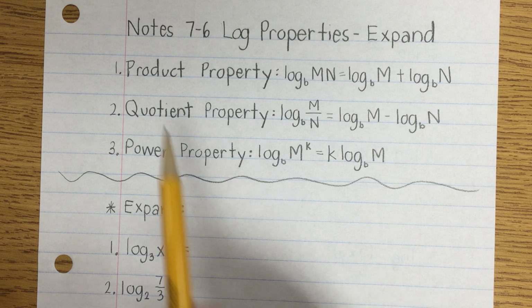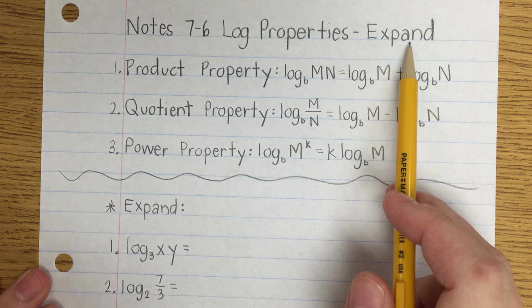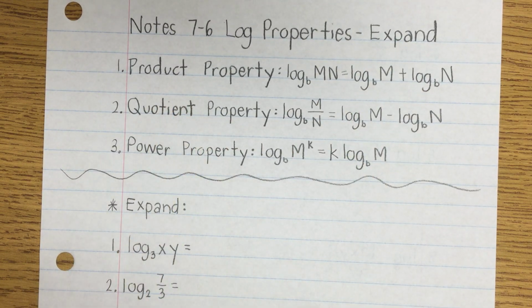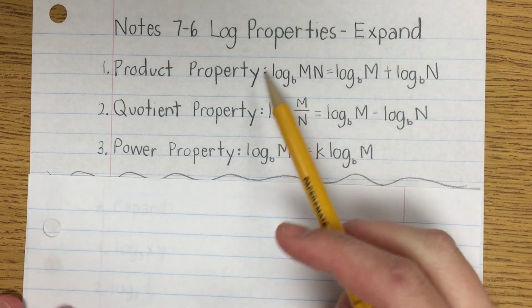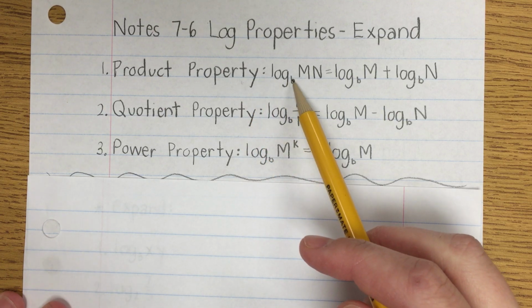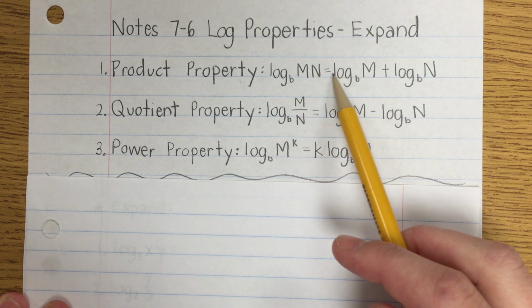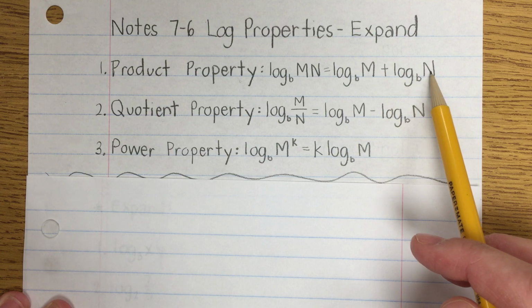Today we're looking at note 7.6, log properties, and for today we're just doing expanding. These are three properties that you should write down, three log properties that we will be looking at. So the product property states that if you've got log base b of m times n, that can expand to log base b of m plus log base b of n.